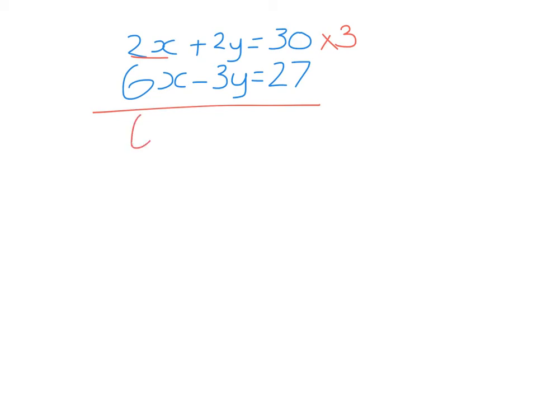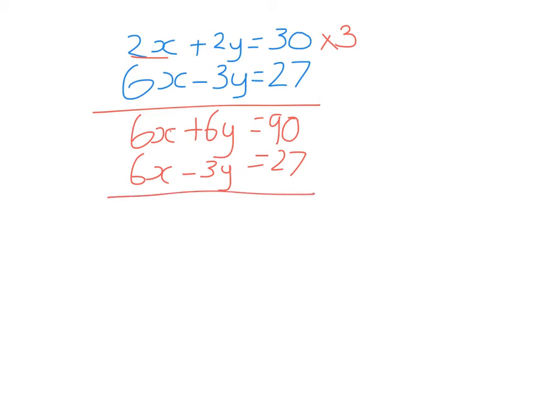So let's go ahead and times everything in the first equation by 3. So 2x times 3, 2y times 3, 30 times 3. Now the second equation, I haven't actually done anything to it, okay? So now you can see that I have 2 equations and the number in front of x is the same in both equations. They also have the same sign, they're both positive. So I need to subtract the bottom from the top.